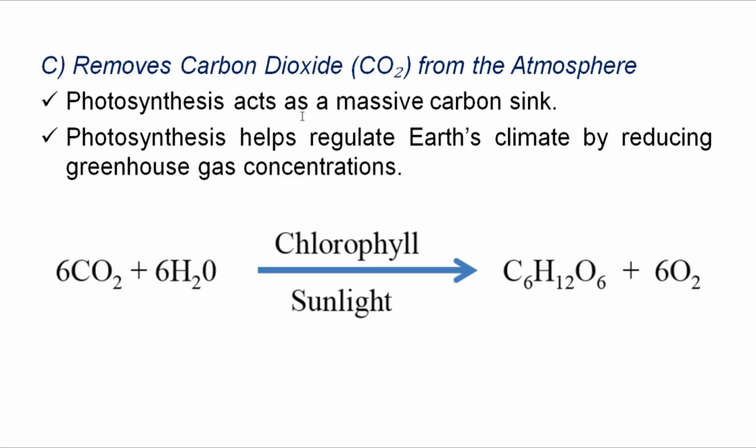Carbon dioxide is one of the greenhouse gases, and plants absorb carbon dioxide in order to manufacture their own food. So photosynthesis is important to remove carbon dioxide from the atmosphere. Due to this fact, the concentration of carbon dioxide in the atmosphere is 0.04 parts per million. So in order to regulate this atmospheric concentration of carbon dioxide, photosynthesis is very crucial. Yes, so this carbon dioxide is taken from the atmosphere.